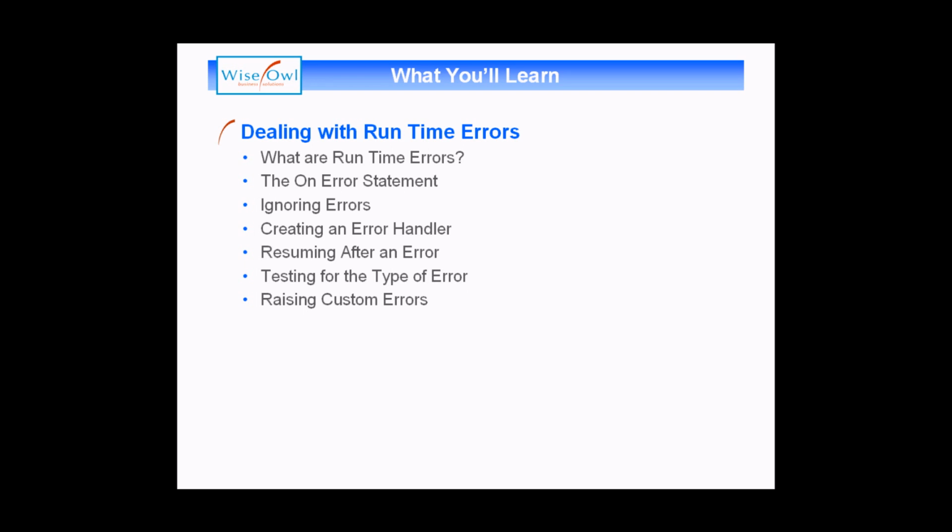As a more practical example, we'll then teach you how you can create your own custom error handler to do something a bit more useful than just ignore your errors, and at the same time we'll show you how you can resume running your code after an error has occurred. Towards the end of the video, we'll teach you how you can test for a specific type of error that's occurred using a special object, and finally we'll teach you how you can even raise your own custom runtime errors using the same object. So let's get started.